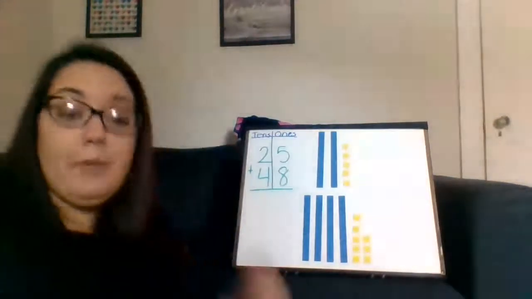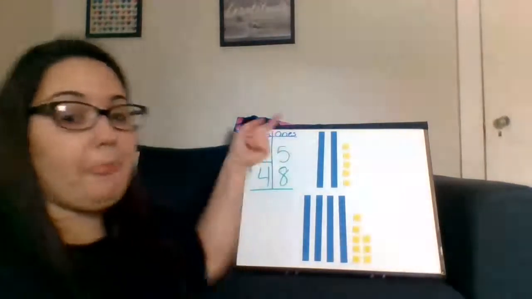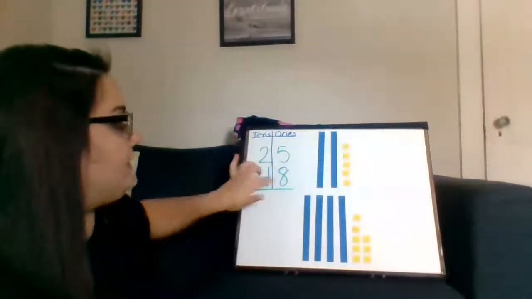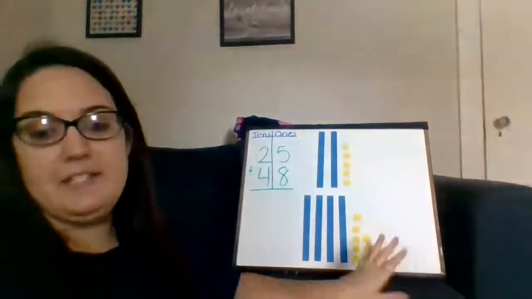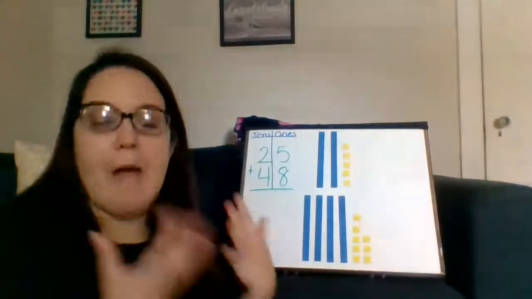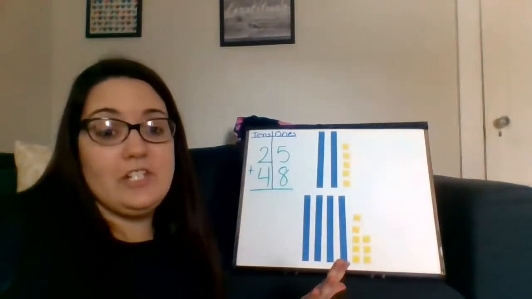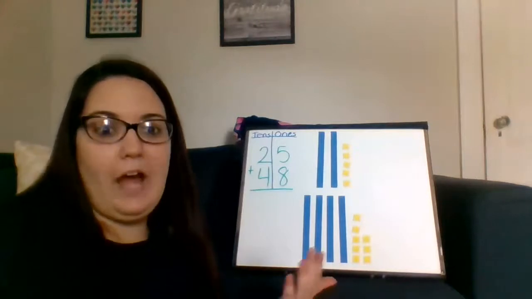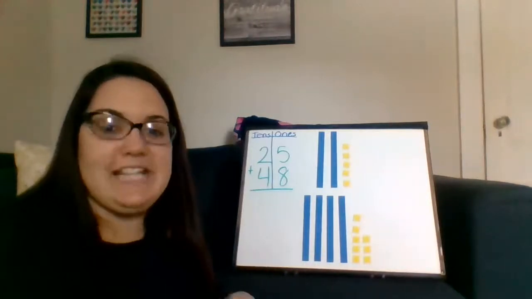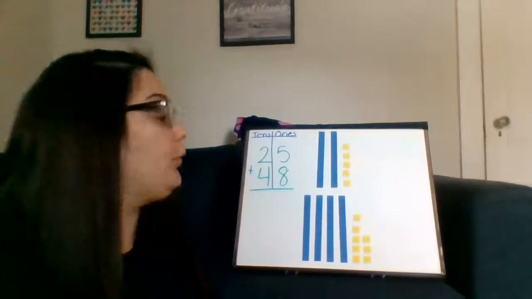Okay, so remember, I start with my ones, so I'm going to do 5 plus 8. So when I look at my base 10 block set up like this, I'm looking to see if I can make a 10. If I can't, then I just add the numbers together and I count them up. If I can make a 10, that means I'm going to need to regroup.